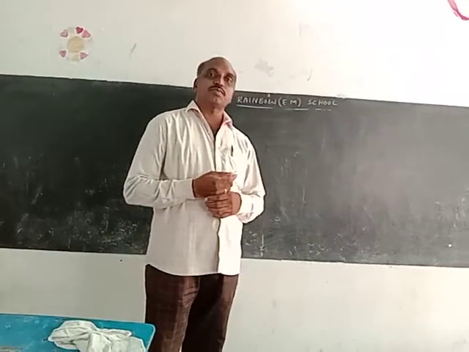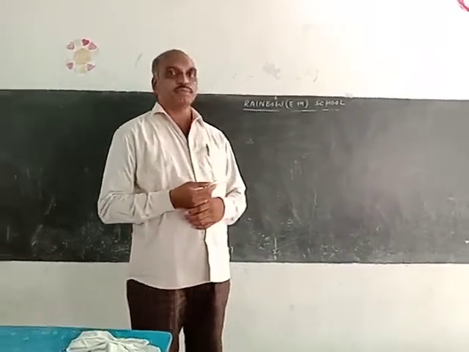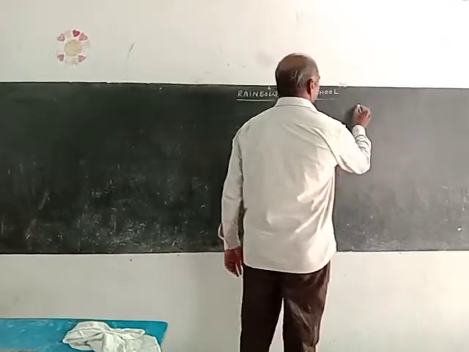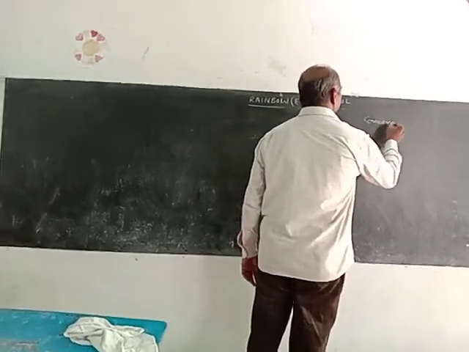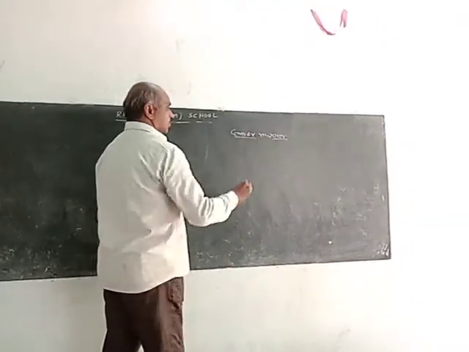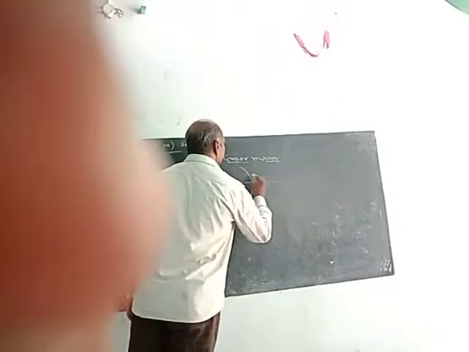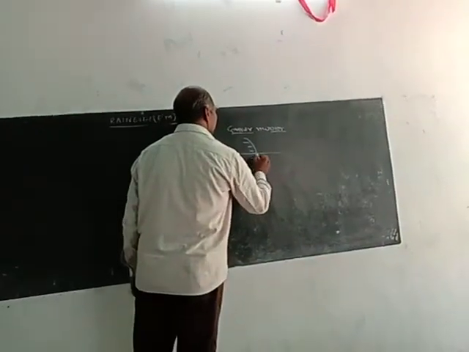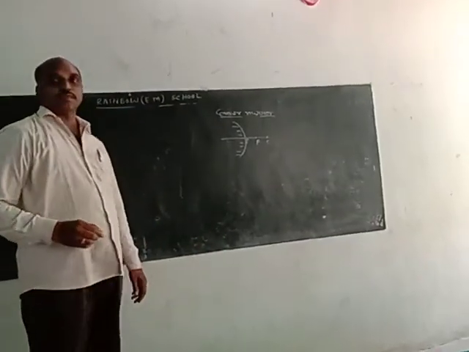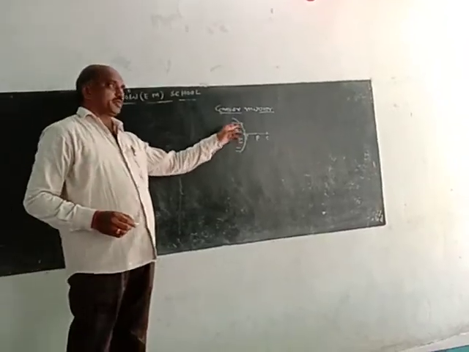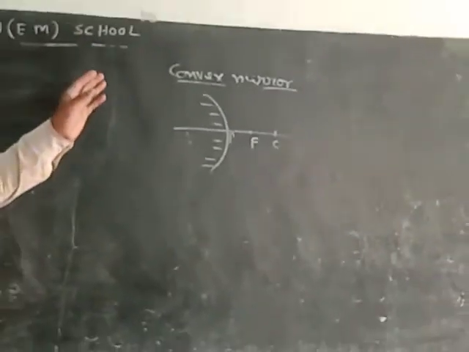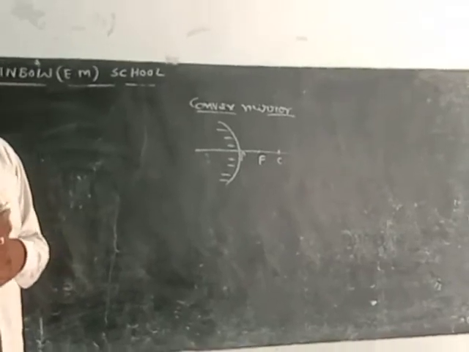Last class, in the reflection phenomena, plane mirrors and concave mirrors are already over. The next one is the convex mirror. Convex mirror means the reverse form of the spoon. If you keep the spoon in reverse form, that shows the convex mirror.